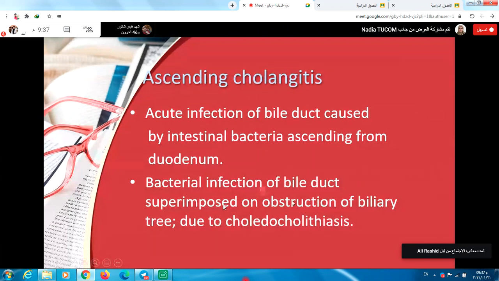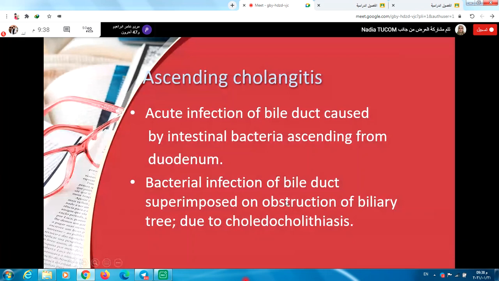With the obstruction of the biliary tree, this results in what we call cholelithiasis. Chole is bile, related to the gallbladder, and docho is for the common bile duct, and lithiasis is a stone within the common bile duct.